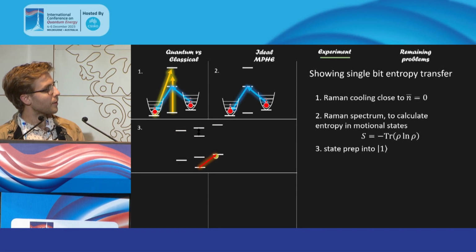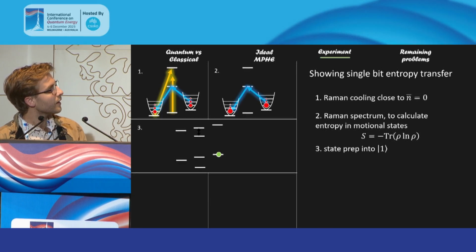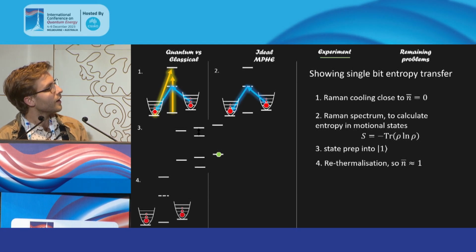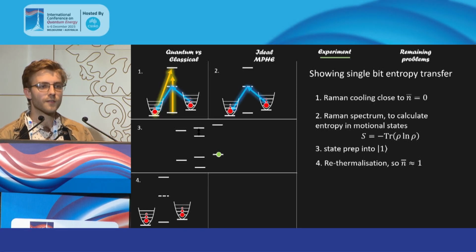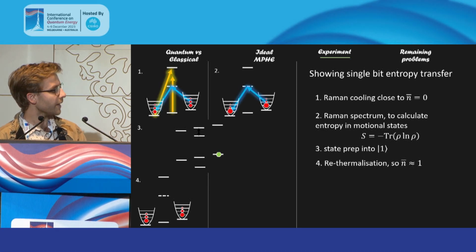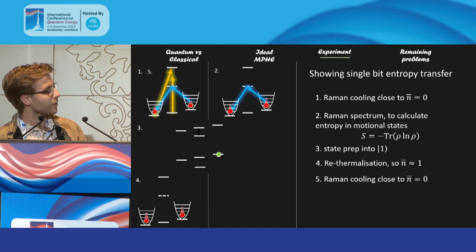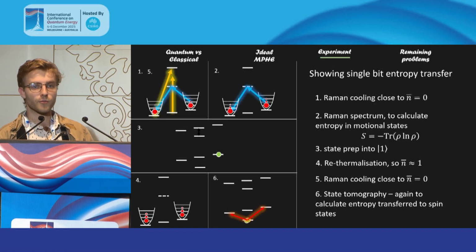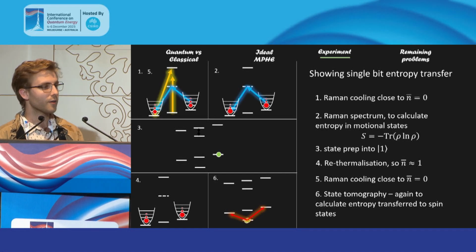Then we do a spin state preparation into the MF equals plus 1 state. So this leaves the ion in a low entropy motion and spin. And then we let it rethermalize, so the motional modes can regather some entropy from the thermal bath. And then we do Raman cooling again, which transfers that entropy back into the spin states, and we can do state tomography to read out the actual entropy transferred. So the hope is that we'll be able to measure that single bit of entropy transfer between the two baths.